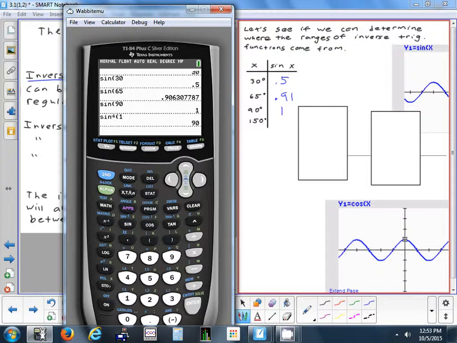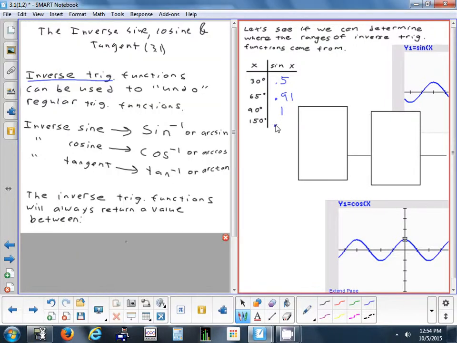Okay, let's try 150. Sine of 150 is 0.5. Okay, what just happened there? Where have we seen that answer before? 30 degrees. Yeah, it's the same as 30.